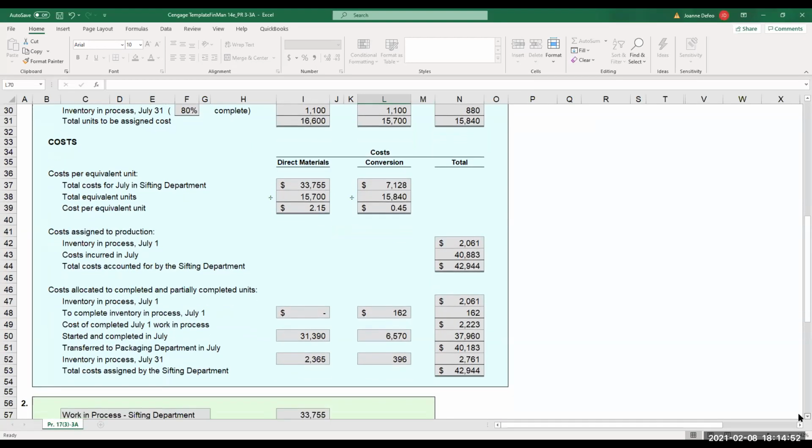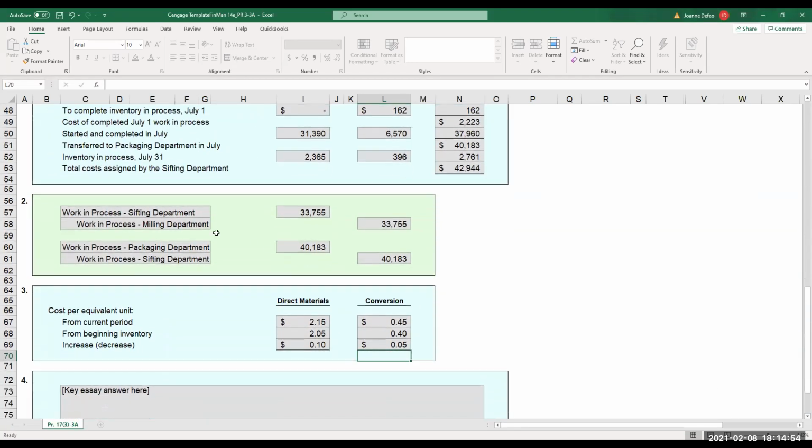And here's the journal entries. Now, each one of these accounts, they're all inventory. They're all assets. But in manufacturing, we're moving it along the process. We have it in the work in process sifting department, then it goes to the milling, then it goes to the packaging. So we make journal entries to show where the product is, at what point it's at. Take it out of one bucket, put it into another bucket. And then the managers want to compare and see, was it an increase? Was it a decrease?